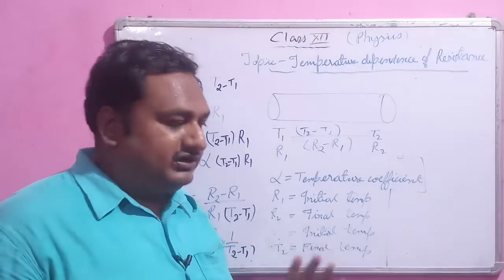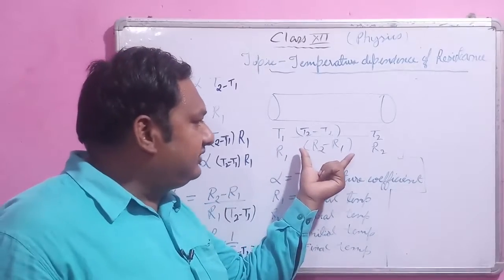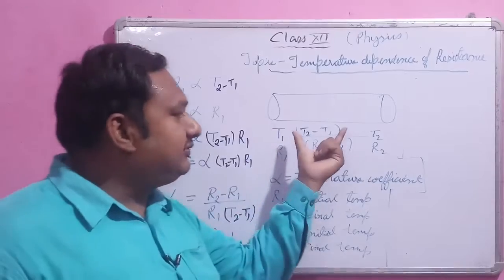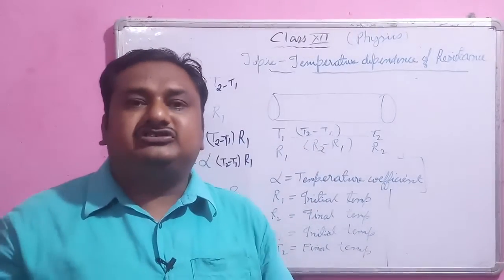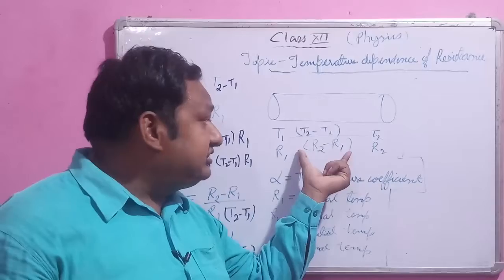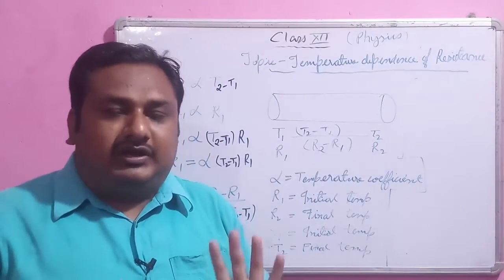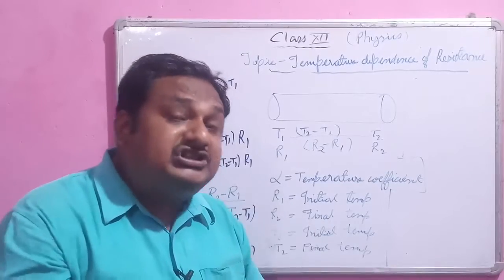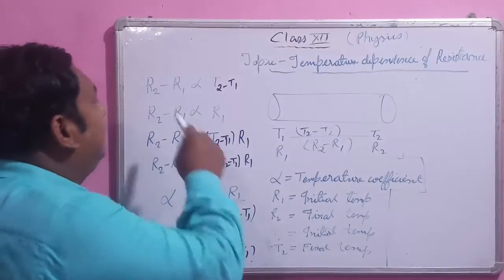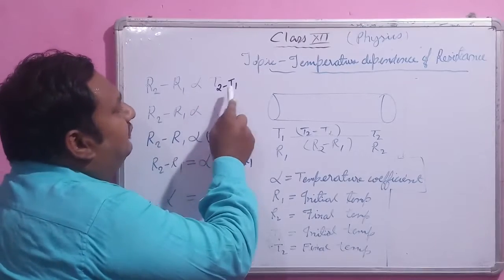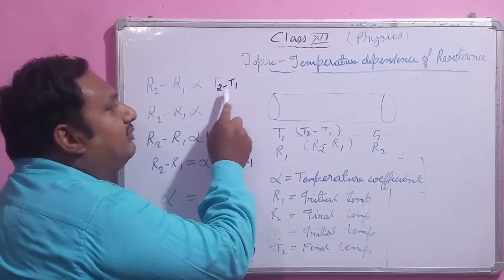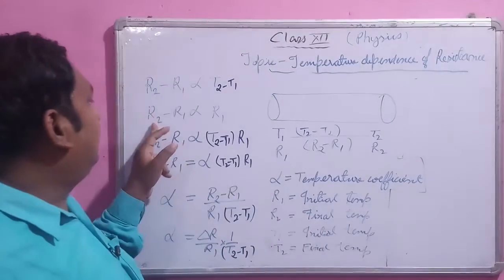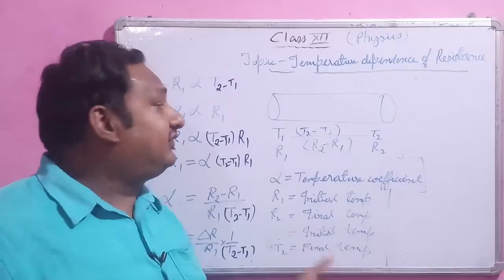Now tell me one thing. If this is a change of resistance, would this change depend on the change of temperature or not? If the change of temperature is more, there will be more change of resistance. So we can write R2 minus R1 is directly proportional to the change of temperature, that is T2 minus T1.